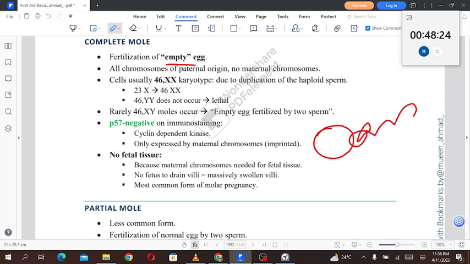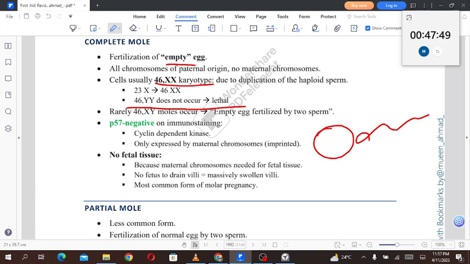So it enters the ovum, it fertilizes it, and then the genetic material of the father coming from the sperm duplicates itself. That gives us no maternal chromosome, usually a 46XX karyotype. Due to the duplication of the haploid sperm, 23X will lead to 46XX. 46YY does not occur, it is lethal, it is not viable. We need at least one X chromosome for the fetus to be viable. So if there is no X chromosome, for example 46YY, that is a lethal condition.